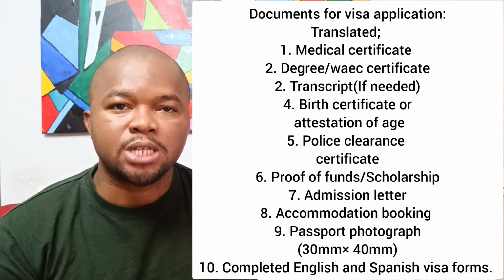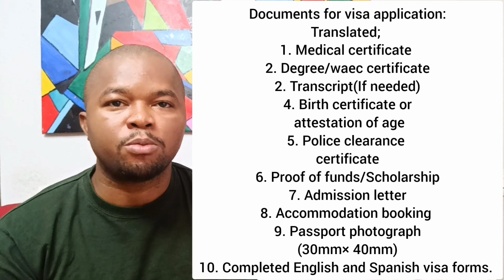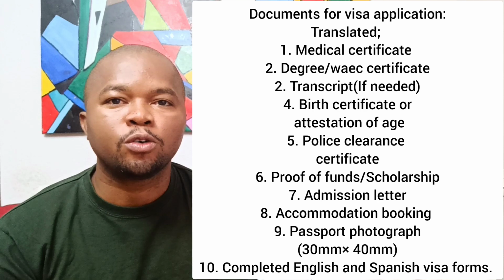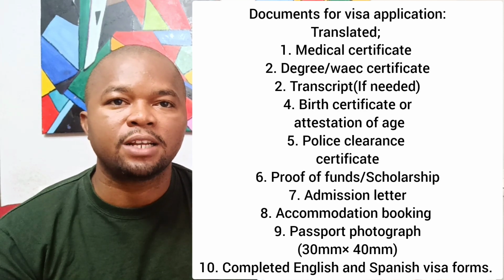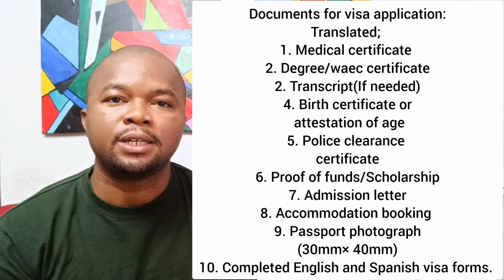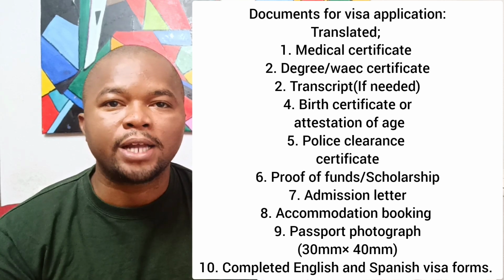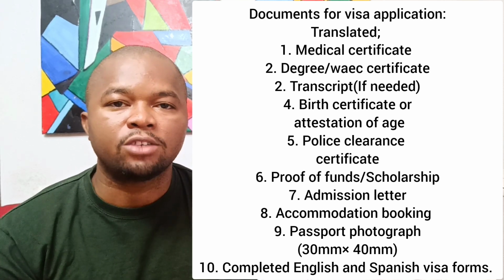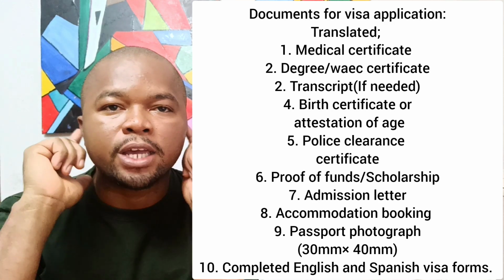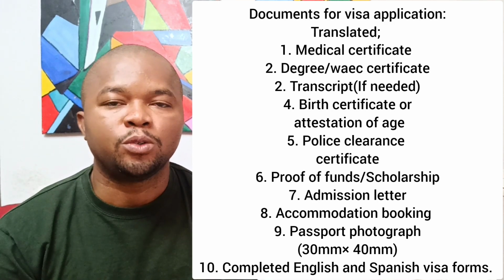If you have already gotten an accommodation in Spain where you'll be staying during your studies, you also submit the accommodation booking. Okay. Then also go with your passport photograph. And the passport photograph that is needed for the Spanish visa application has a dimension of 30 mm by 40 mm. Okay, white background. Okay, and then try as much as possible that your 2 ears are showing. If you tell any photographer, they will definitely do the needful.